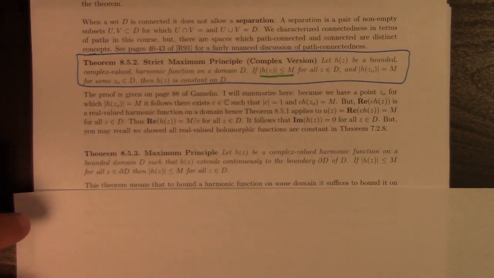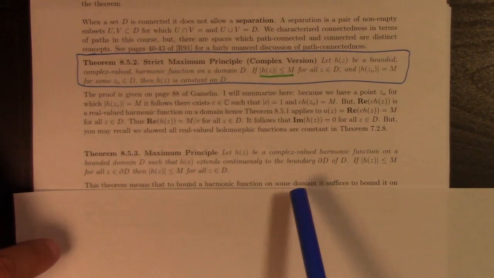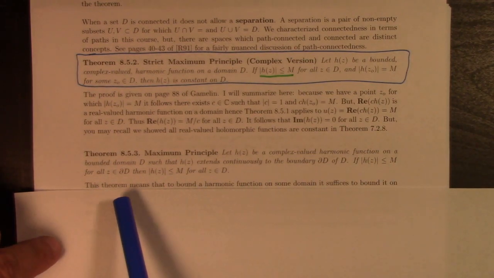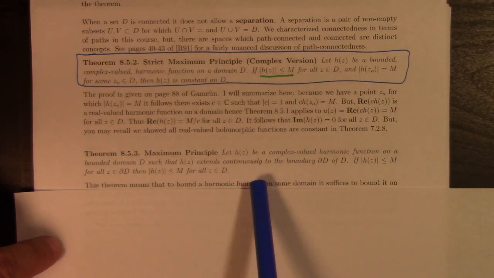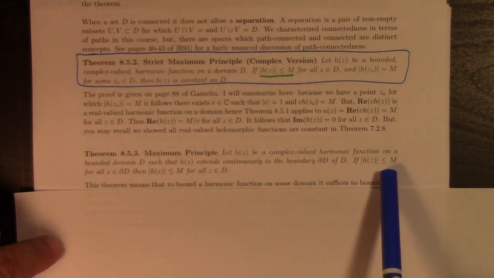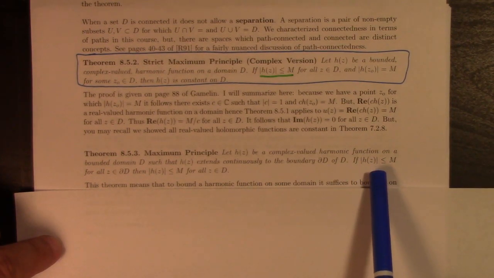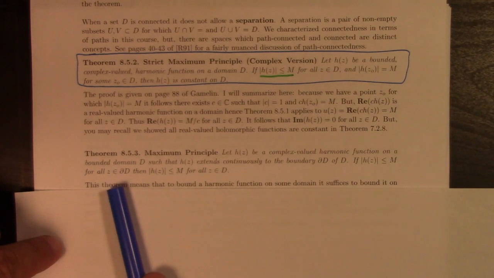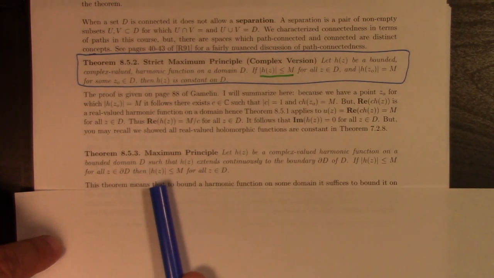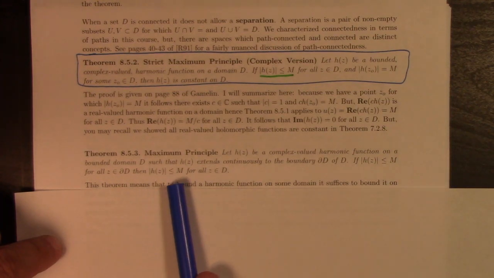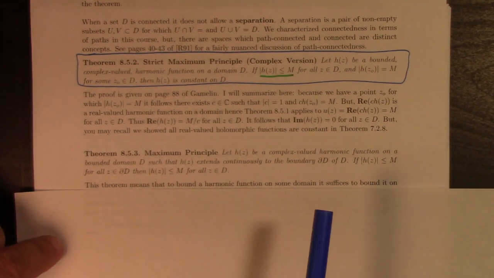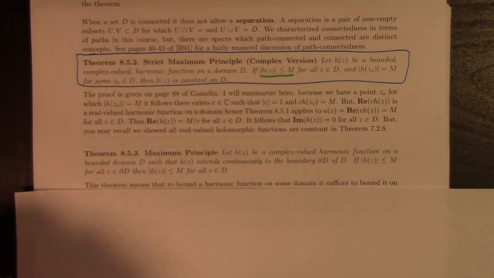And then finally, the maximum principle. h of z, a complex valued function on a bounded domain D, such that h of z extends continuously to the boundary of D. If the modulus, or the absolute value of h of z, is less than or equal to m for all z on the boundary, then the absolute value of h of z is less than or equal to m for all z in D.